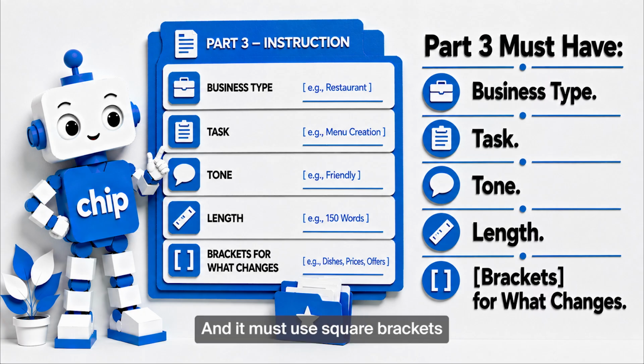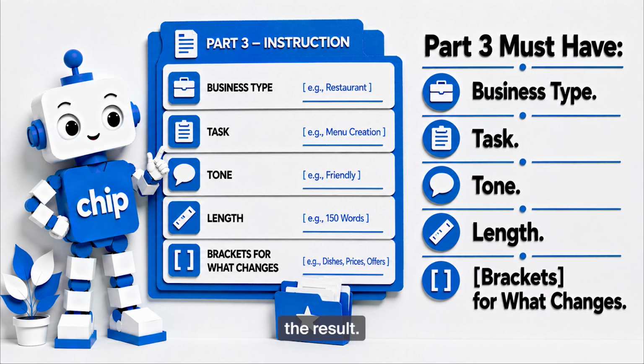And it must use square brackets around the parts that change each time, like the customer name, the product name, or the date. The more specific your instruction, the better and more consistent the result.